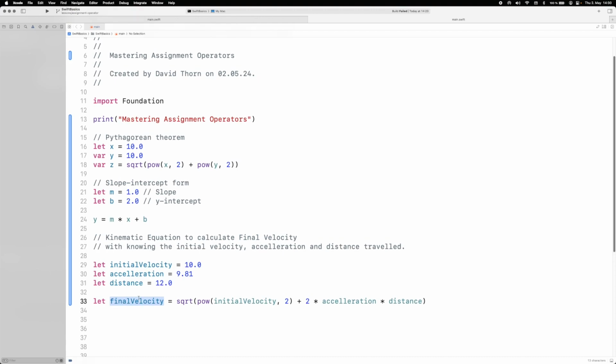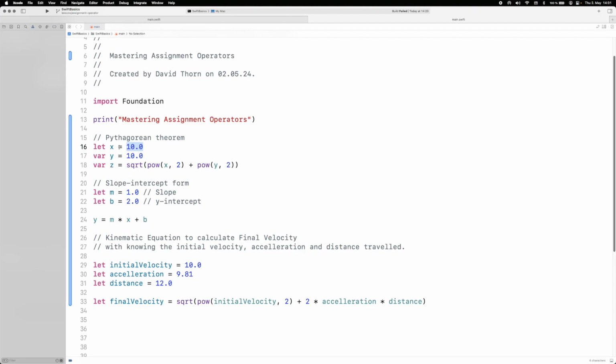So if you're interested in learning a little bit of mathematics and a little bit of physics as well, here are some basic equations for you. Now, what has that got to do with mastering assignment operators? Well, if you've done algebra at school, you already know the assignment operators.